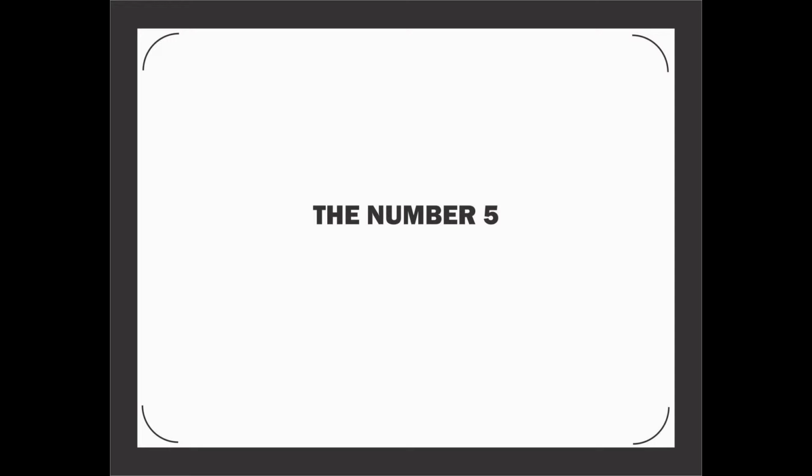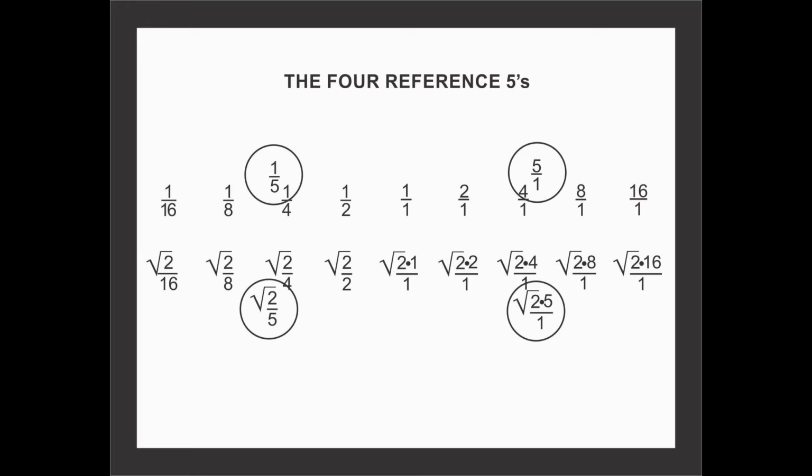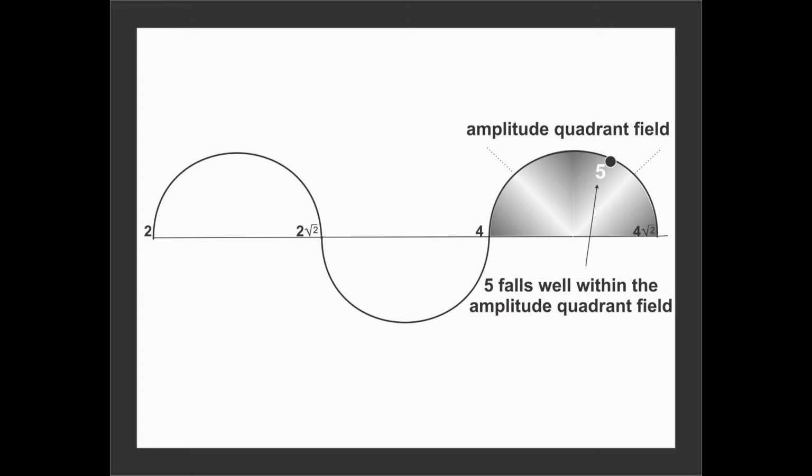The number 5 is the first number to be introduced other than 1 and 3. Just as with the number 3, the number 5 has 4 reference states, a number and a fraction referenced to time, and a number and a fraction referenced to distance. The number 5 is fundamentally referenced to the equalized field or sine wave. The position of 5 falls within the amplitude quadrant field, which means the number 5 is fundamentally defined as an amplitude.